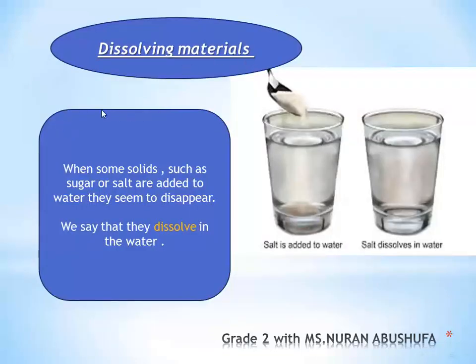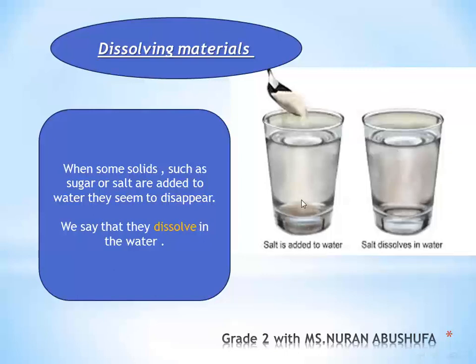The next part of our lesson is dissolving materials. When some solids such as sugar or salt are added to water, they seem to disappear. So if you take a spoon of sugar or salt and add it to water and you start stirring and stirring, what happens to the salt and the sugar? They dissolve in water. What does this mean? It means they disappear. When you continue stirring, you will no longer see the salt or the sugar.